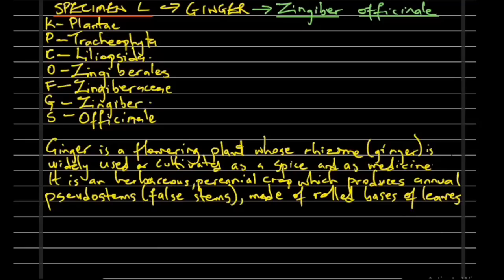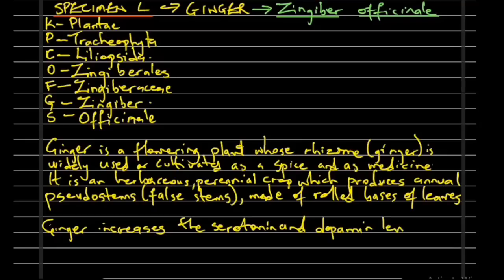Now, we have said all of this. Let us quickly look at what this ginger actually does. We have said that it has medicinal functions, so let us look in that direction a bit. For healing purposes, when it is being consumed, ginger increases the serotonin and dopamine levels in the body, and as such it is used for so many things.